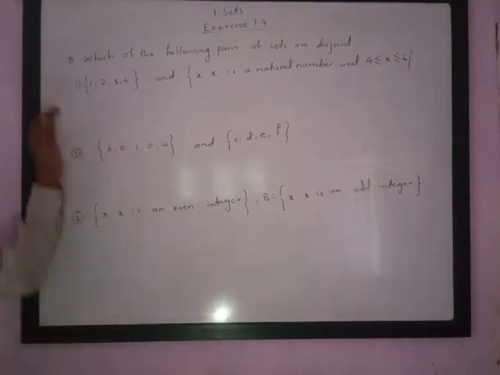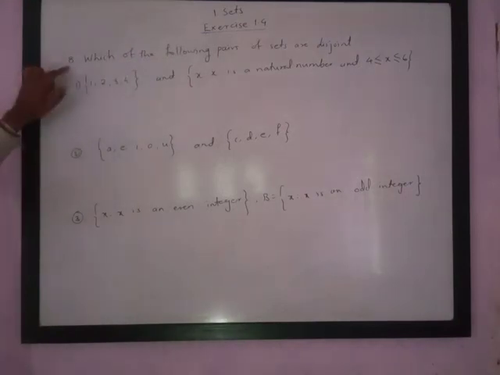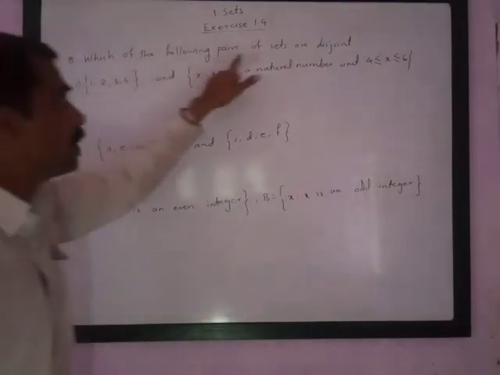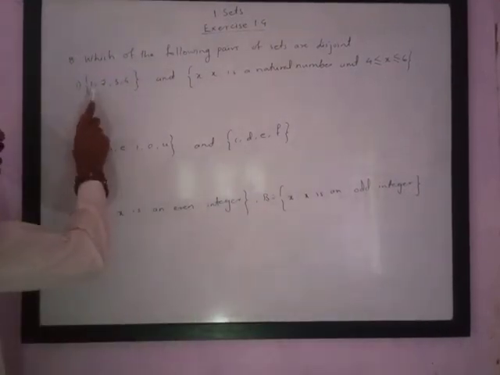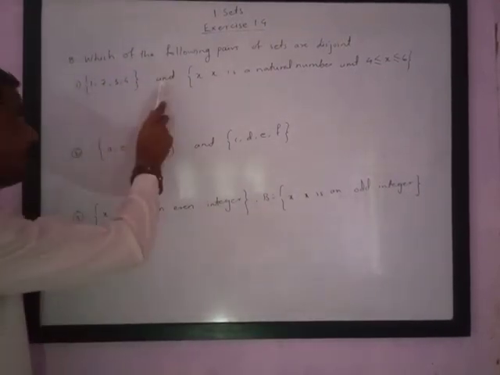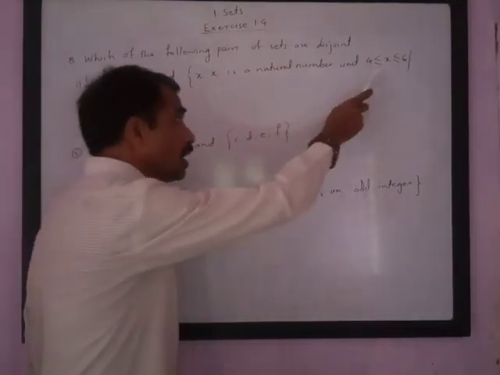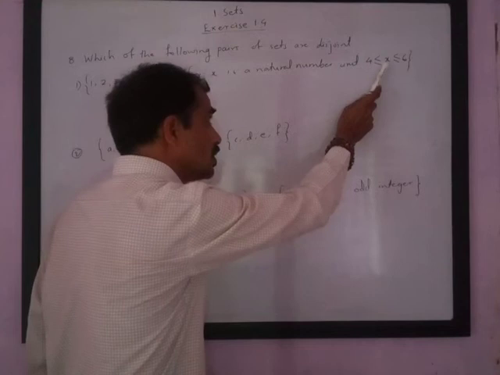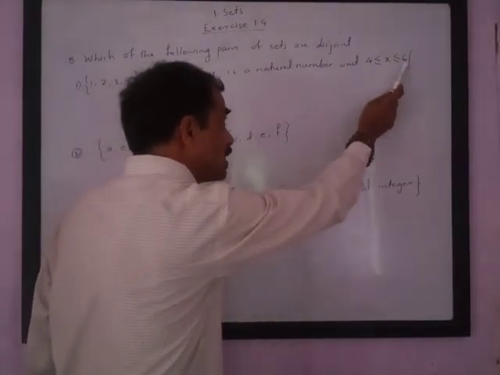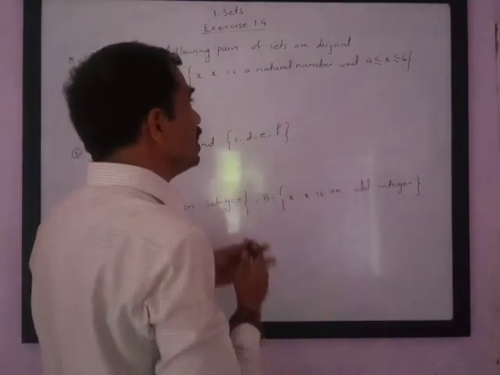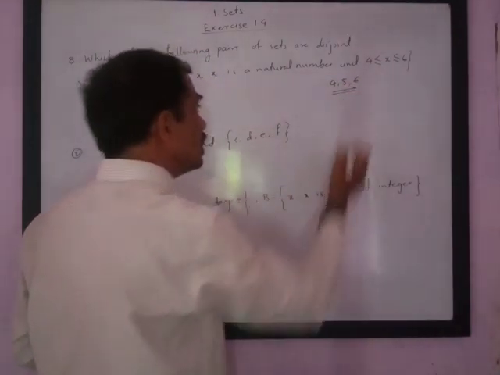Dear students, next in exercise 1.4 of the set chapter, we have 8 questions. Which of the following pairs of the sets are disjoint? Now first see, the first set is the set of 1, 2, 3, 4 and the second set is the set of x such that x is a natural number, greater than or equal to 4 or less than or equal to 6. Means x will have the values of 4, 5 and 6.